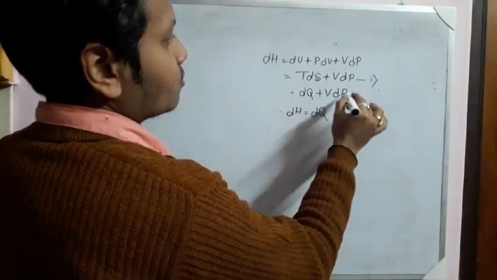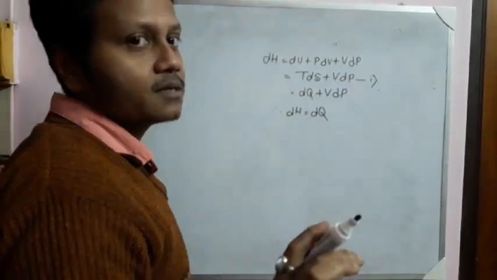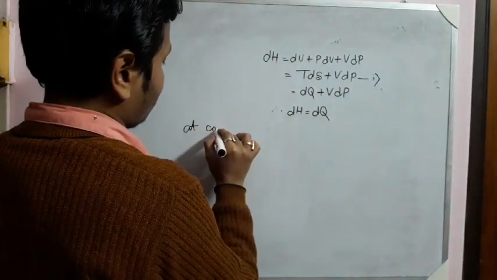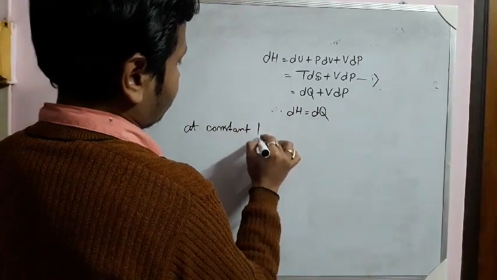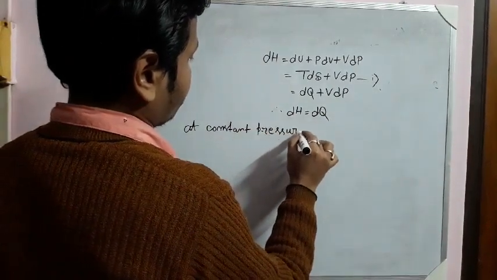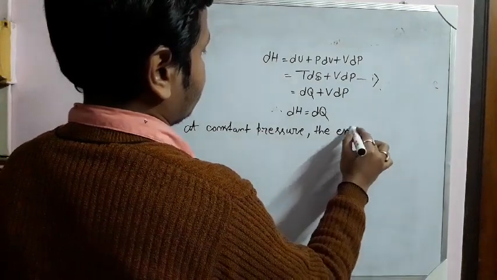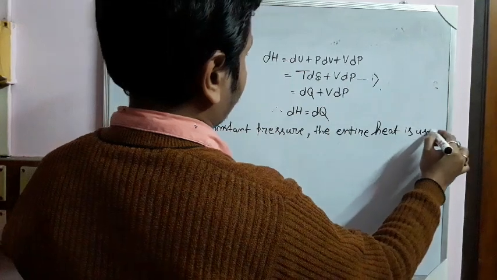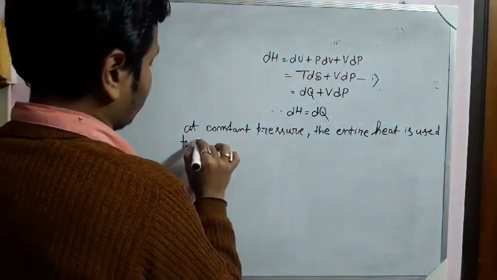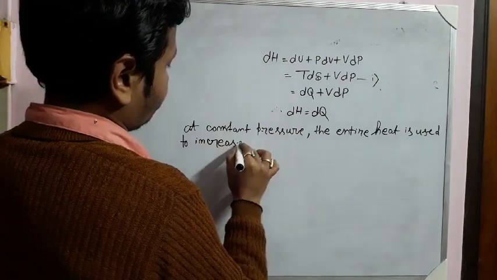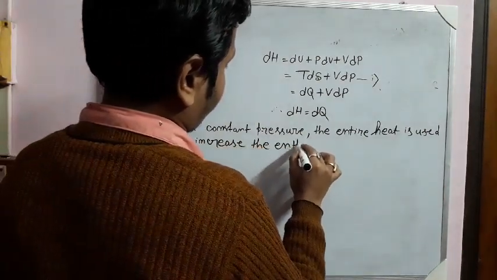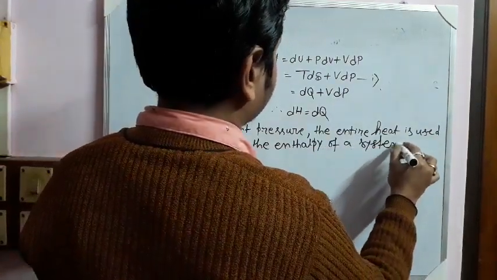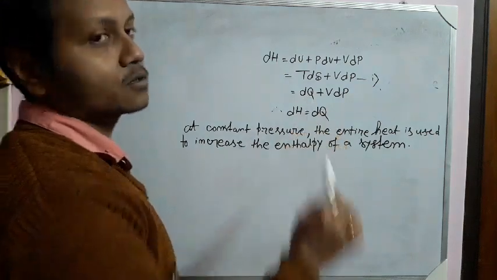So if pressure remains constant, then dH equals dQ. This is the physical significance of enthalpy. At constant pressure, the entire heat is used to increase the enthalpy of a system. For class 11 and higher secondary students, this question is very important.